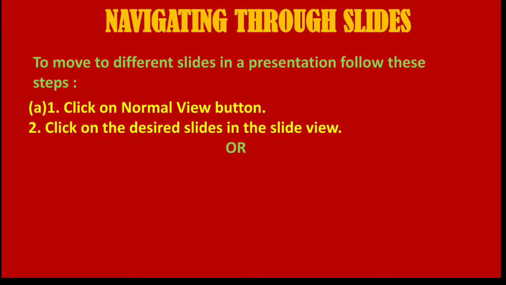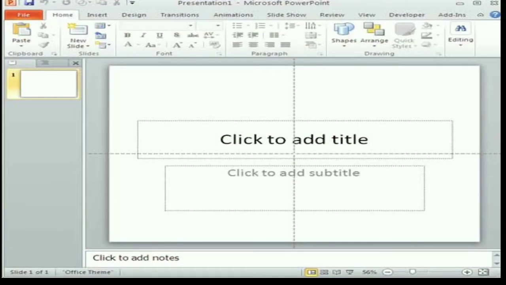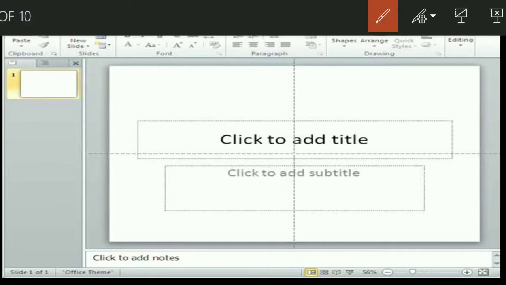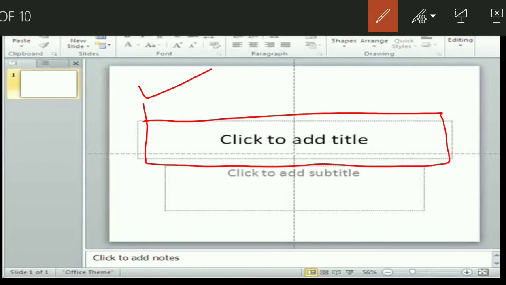Number 1, click on Normal View button and then click on the desired slides in the slide view. Now this is the Normal View button, and this is one of the slide layouts which is called Title Slide Layout, and this is the text box where you can enter the text or the title. So suppose you have got a particular heading you want to insert, you can insert it in this box, and the subtitle you can insert in this box. Okay, so this is one example of slide layout.